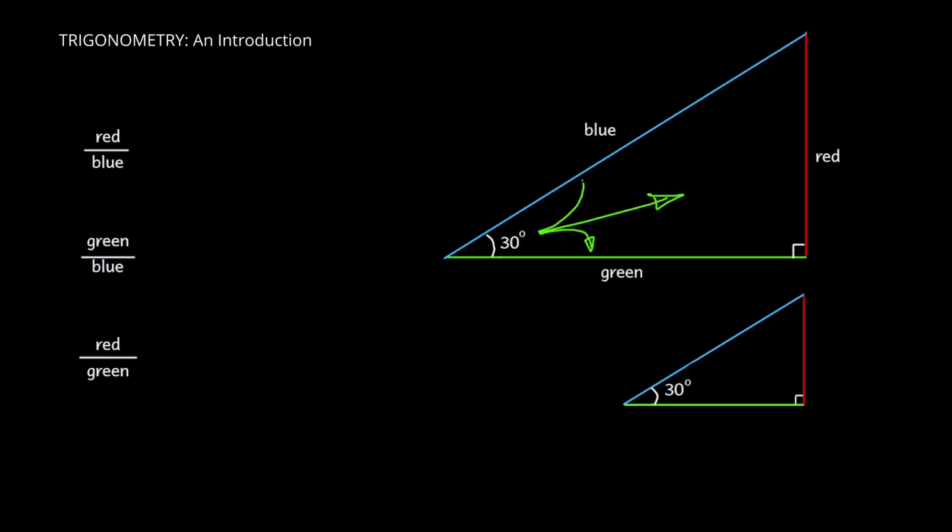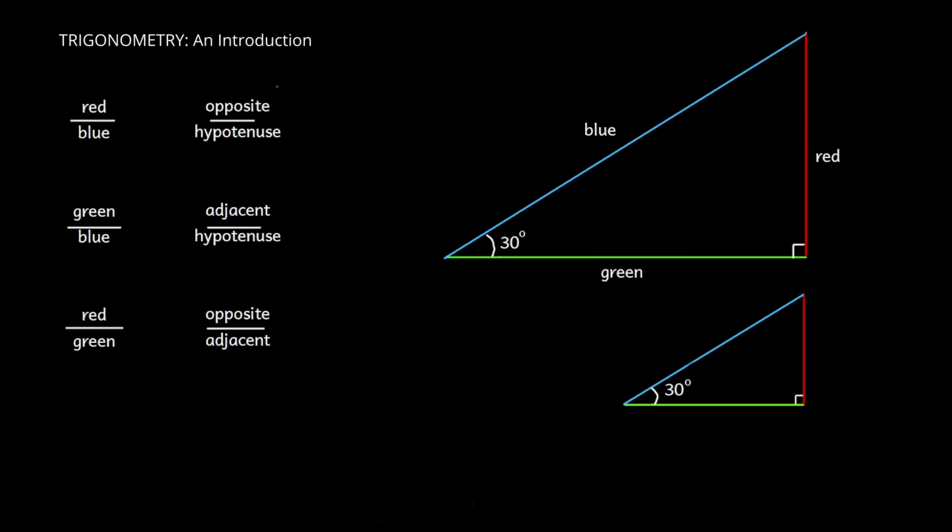Now, what about this side? What about the blue side? Well, the blue side is the longest side. And that you've probably met before as a term when we're dealing with triangles, and it's called the hypotenuse. So we can lose our colours and replace them with the more technical terms of opposite, adjacent, and hypotenuse.